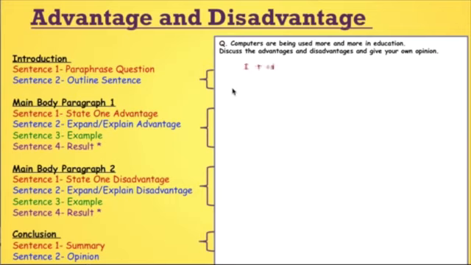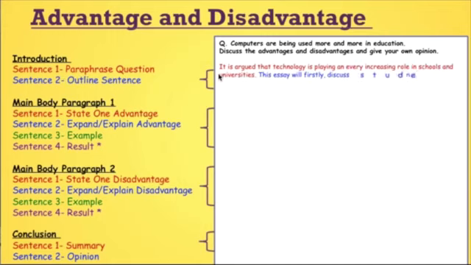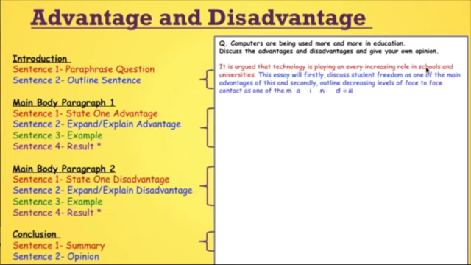So let's begin. For the introduction paragraph, the first sentence is the paraphrasing sentence. It is argued that technology is playing an increasing role in schools and universities. Then we have the outline. This essay will firstly discuss student freedom as one of the main advantages of this, and secondly, outline decreasing levels of face-to-face contact as one of the main disadvantages. So in the outline, you mention what your major advantage will be in the essay and what your major disadvantage will be in the essay.